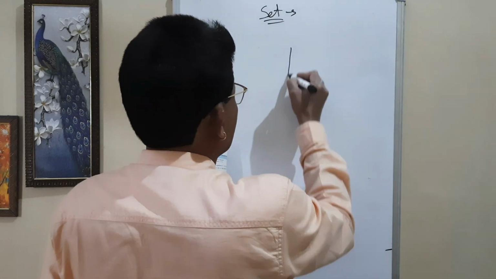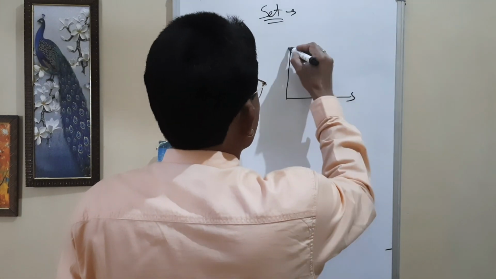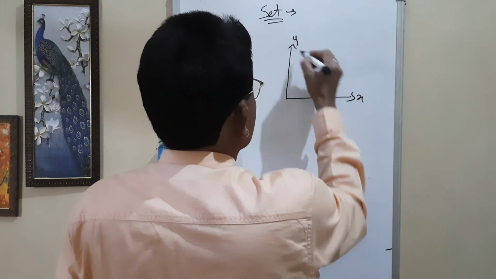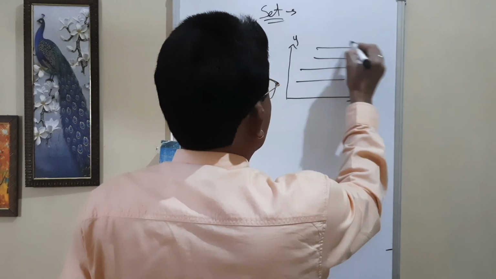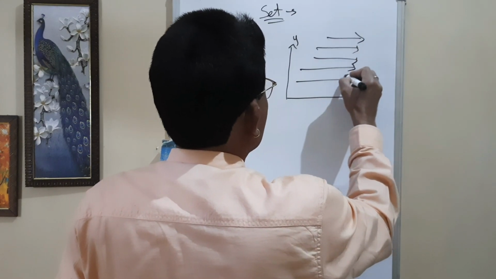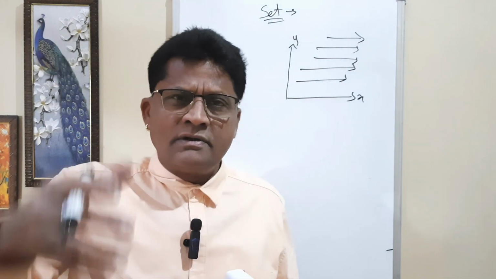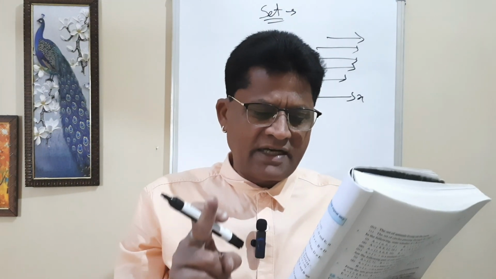The set of all lines which are parallel to x-axis. Let me take x-axis. This is x-axis and y-axis. How many lines may be there which will be parallel to x-axis? How many lines you can draw? Up to infinite. We don't know how many lines will be parallel to x-axis. That is why it is what kind of set? That is an infinite set.